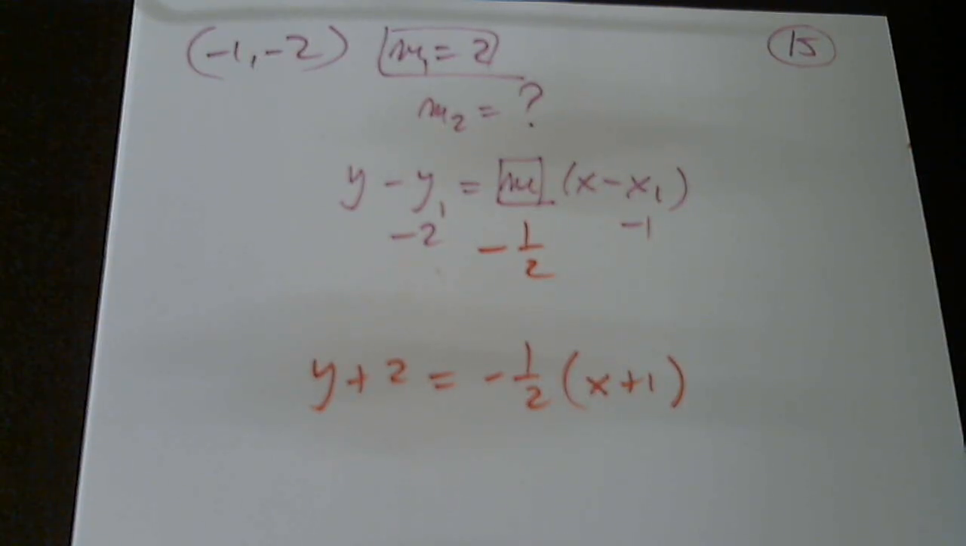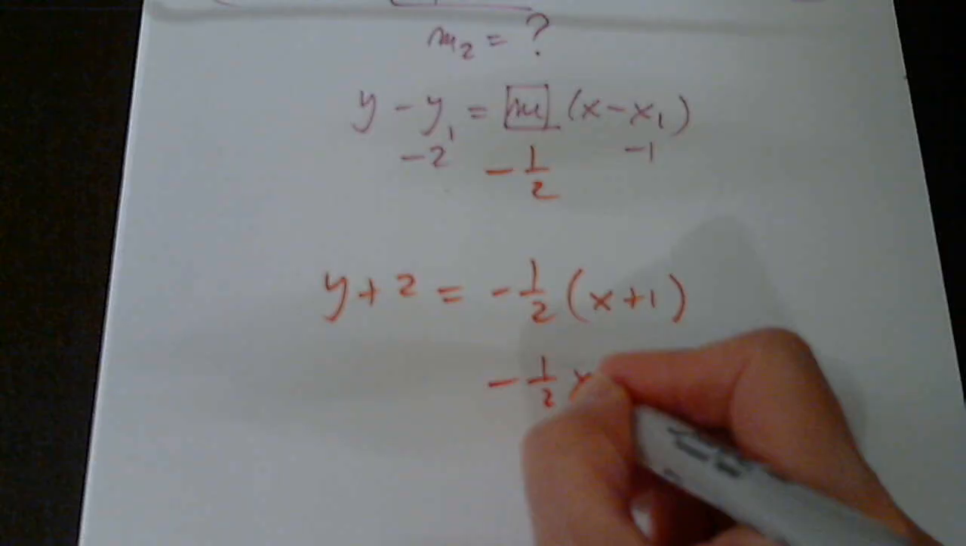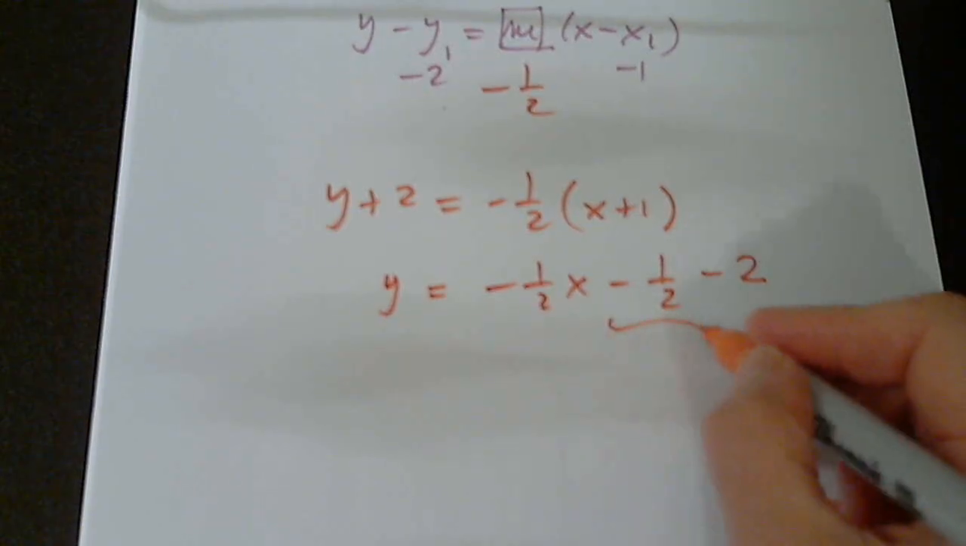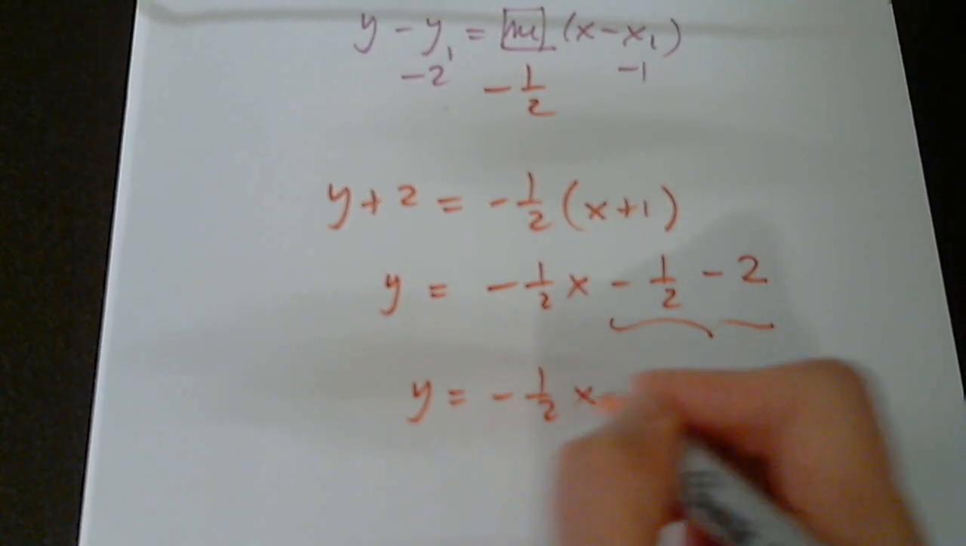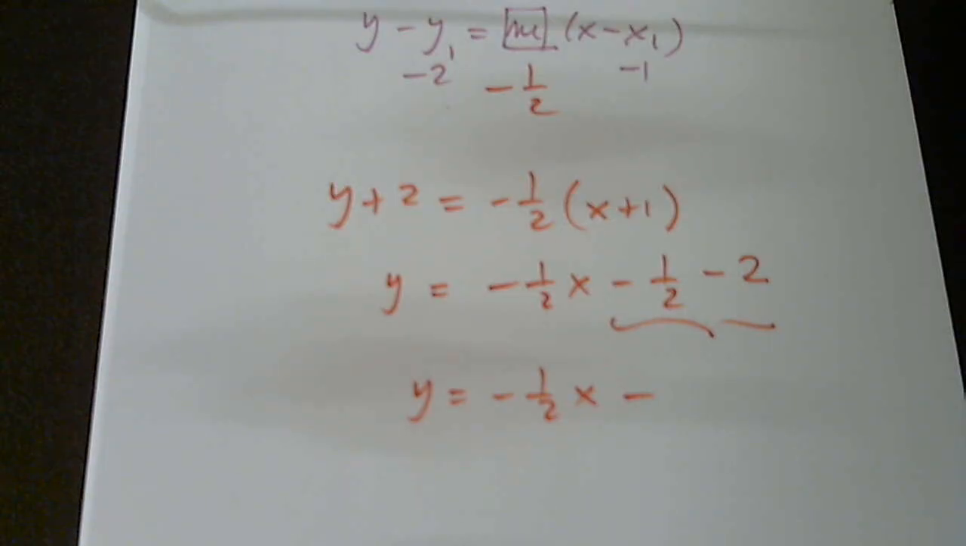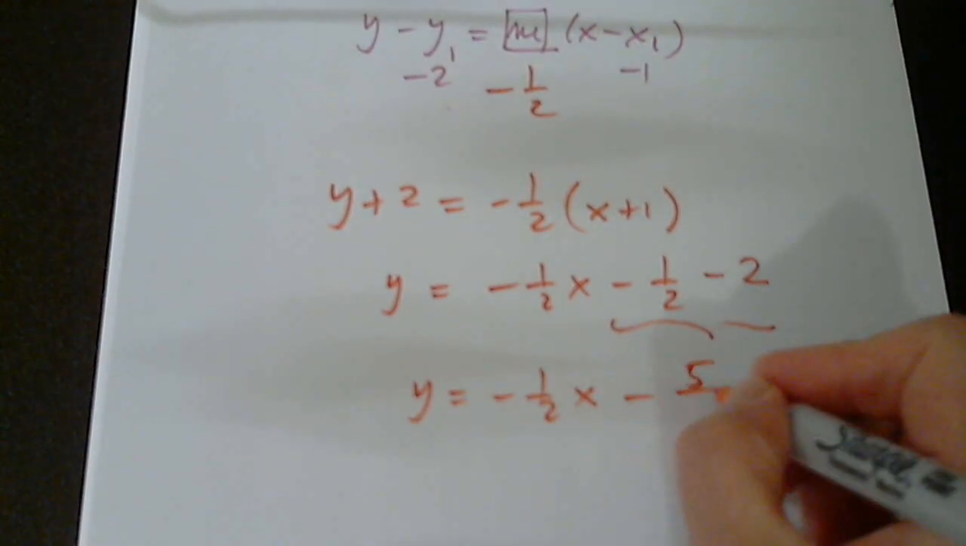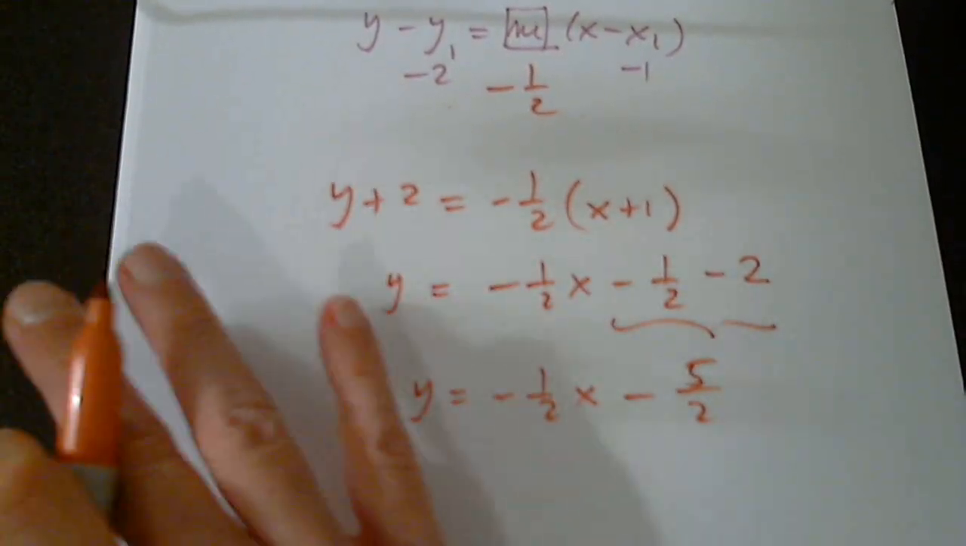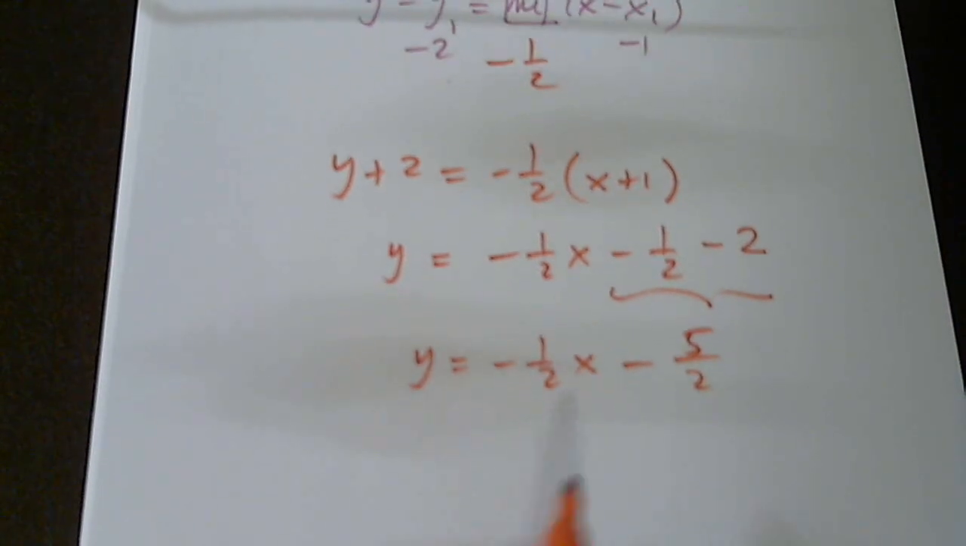Okay. Now they're going to ask us to solve for y. I distribute: -1/2 x minus 1/2, and minus 2. Can anyone combine these? So y equals -1/2 x minus 5/2. Perfect, excellent. 2 times 2 plus 1. They're both negative. That's why I took the sign outside. Perfect. That's all they want in part 2.